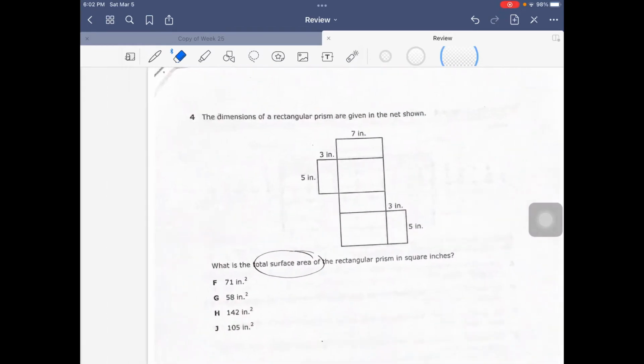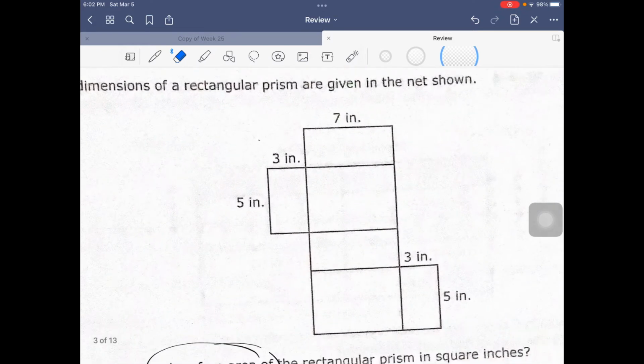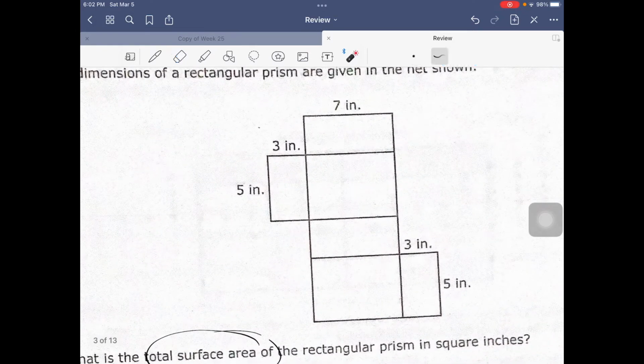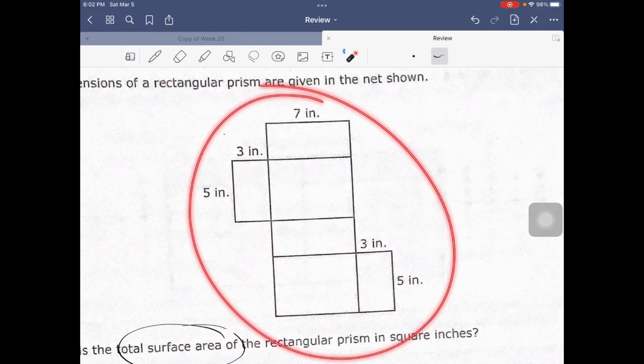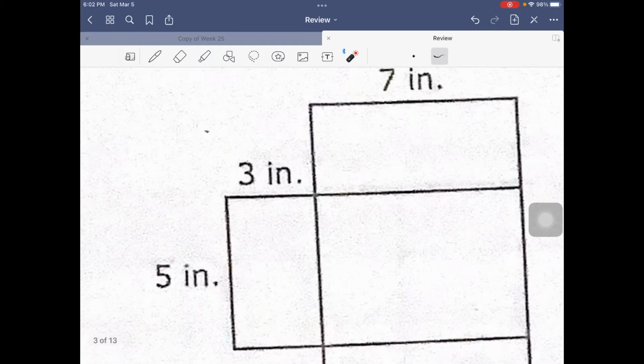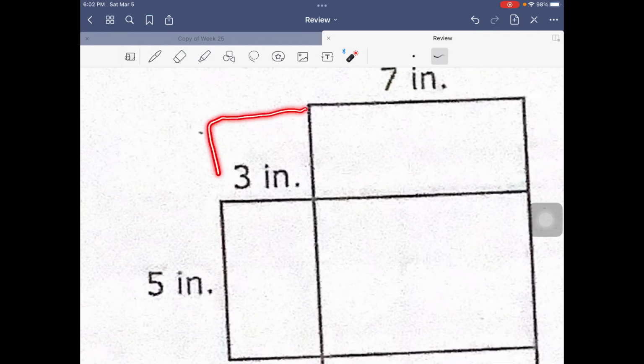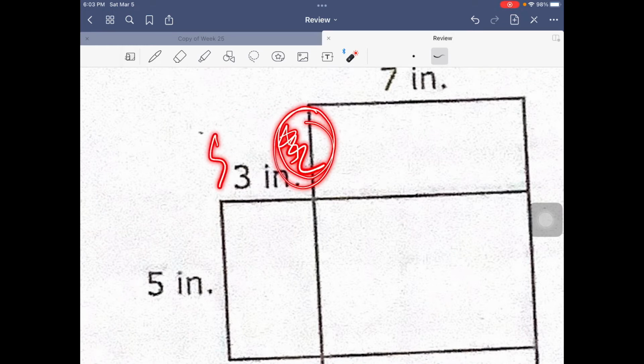The dimensions of a rectangular prism are given in the net shown. When it is opened up like this, this is the net, right? And my rectangular prism would be looking like this. But when you open it up, it looks like this. Now, if we close it right here, si lo cierran aquí, this would be what? A square.